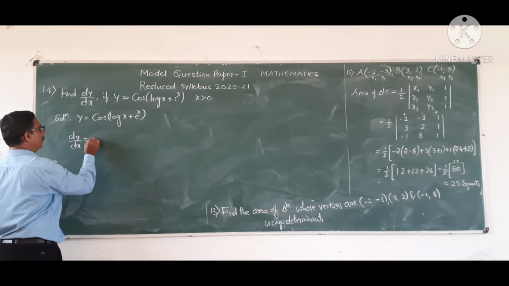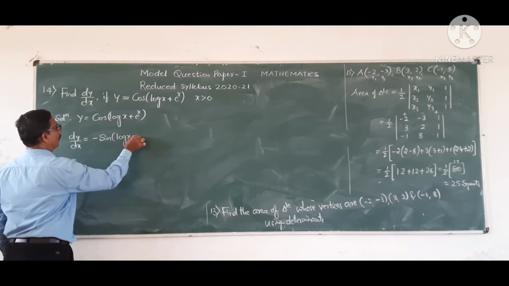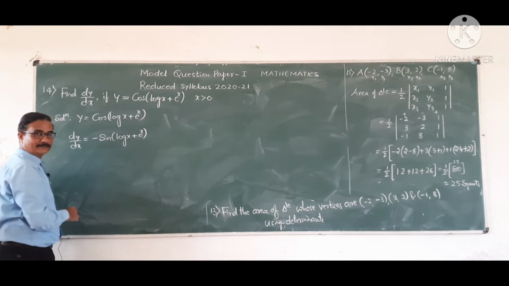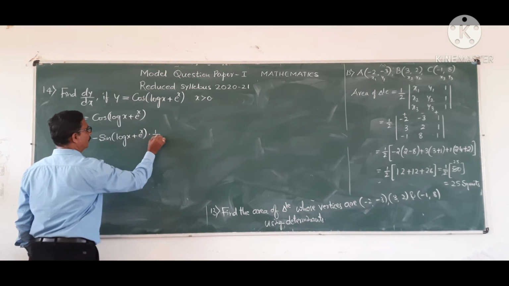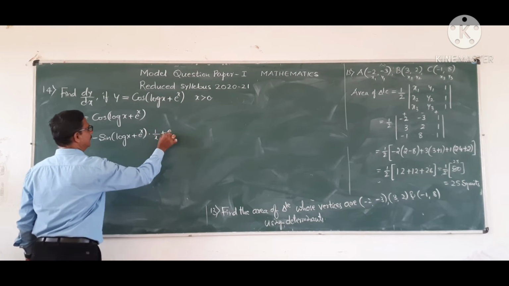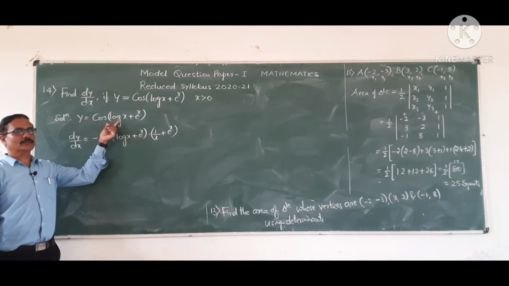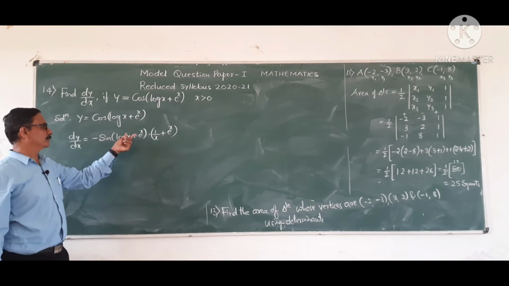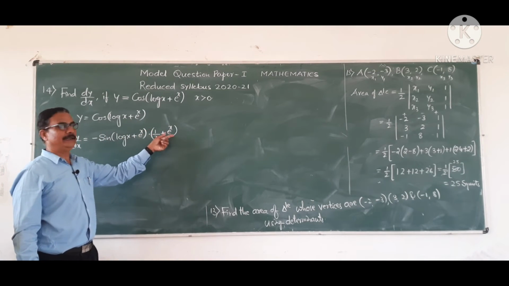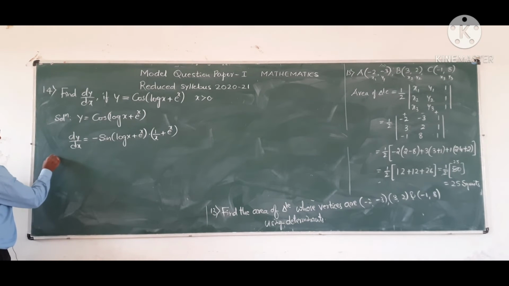Now what is the derivative of cos? Minus sine of log x plus e power x, into the other friend, which is log x. What is the derivative of log x? 1 by x, plus the derivative of e power x, e power x. So the derivative of cos of log x plus e power x is minus sine of log x plus e power x into 1 by x plus e power x. Okay, 2 marks.